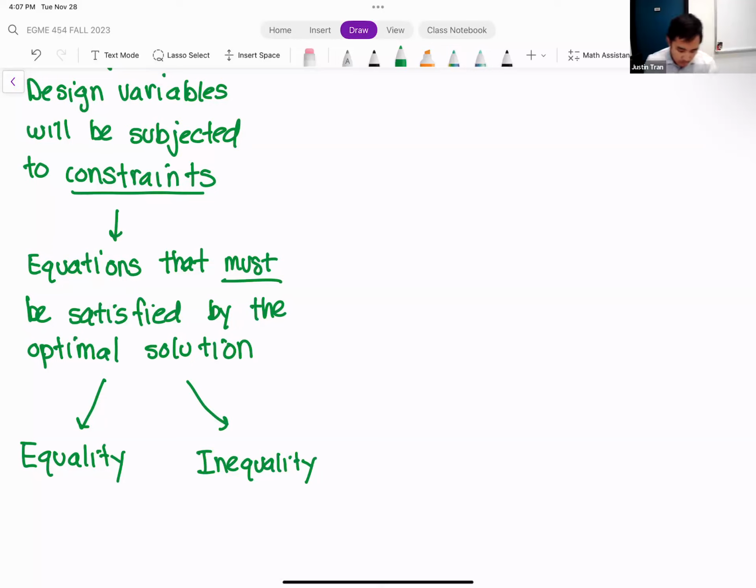So constraints were something that we mostly dealt with in the first half of the class. We haven't really seen them all too much in the second half. When we were talking about the classical methods and linear programming, that's mostly where we saw our constraints.